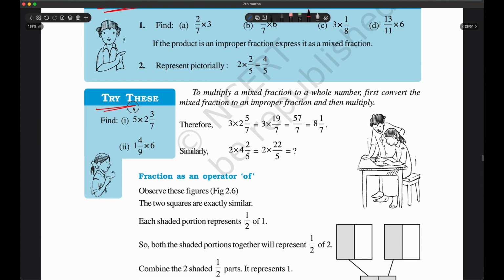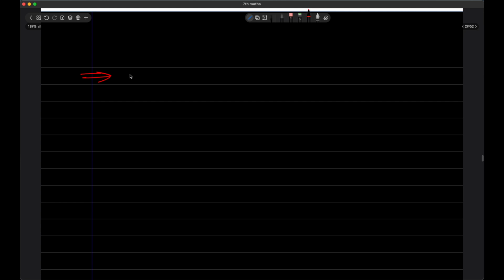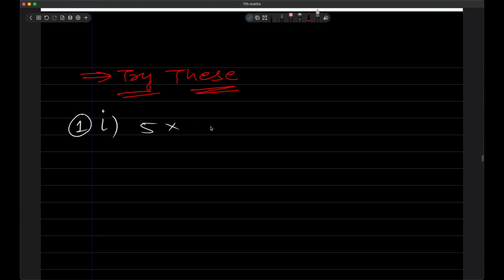Now let's solve this. Try this. Question number 1, we have to find 5 into 2 whole 3 by 7, and second we have to find 1 whole 4 by 9 into 6.